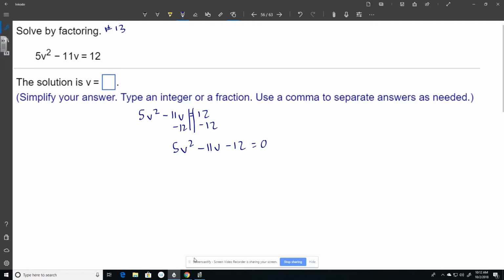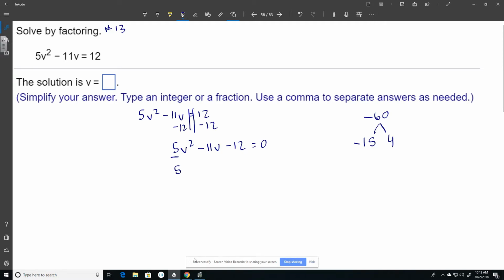But if you don't like factoring, remember, you are more than welcome to just plug this into the quadratic formula. But I'm going to factor. This 5 causes us a little bit of extra work because I have to times it by the negative 12. I get negative 60. So factors of negative 60 that add up to negative 11 are going to be 15 and 4. Negative 15, positive 4 add up to negative 11.